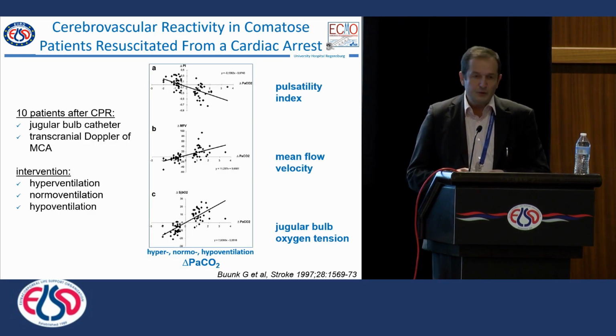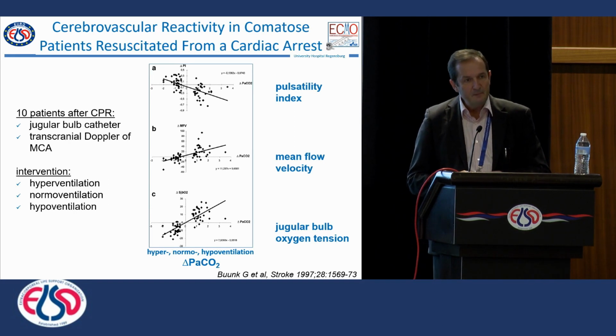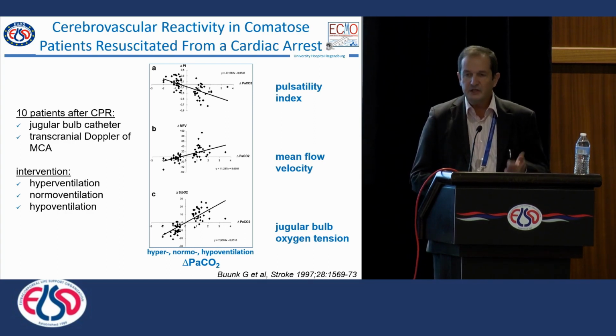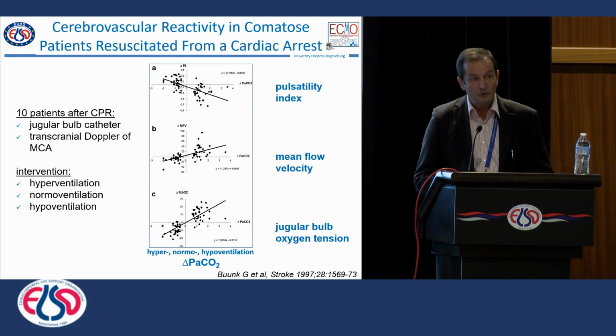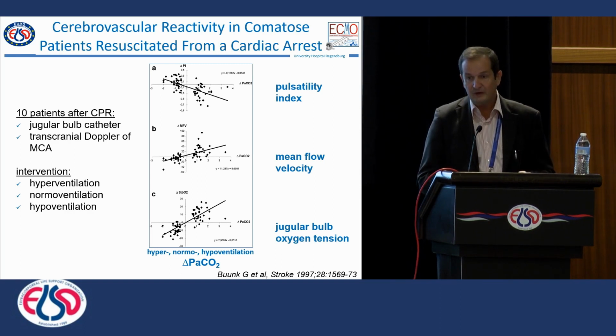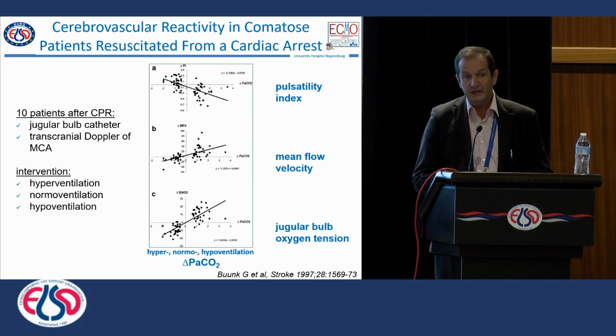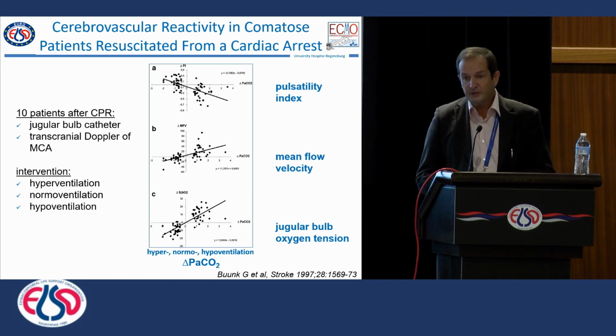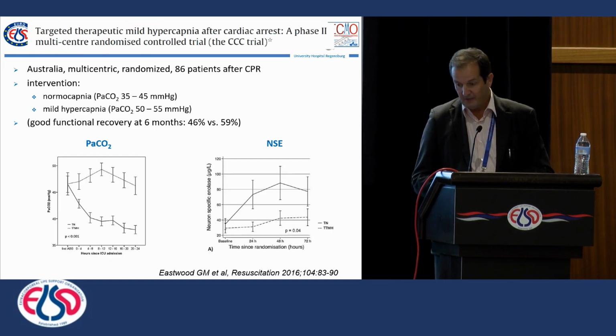This is nice data we probably couldn't do today anymore, but they measured in 10 patients post-resuscitation the oxygenation in the jugular bulb and did hyperventilation, normal ventilation, and hypoventilation. And they could show that your flow on hyperventilation went down. When your CO2 goes down, your flow goes down, and the oxygenation in the brain actually decreases, also in the jugular bulb. So I think it's without doubt, if we hyperventilate our patients, if our CO2 is too low, the saturation in the brain will decrease, which is poor and bad.